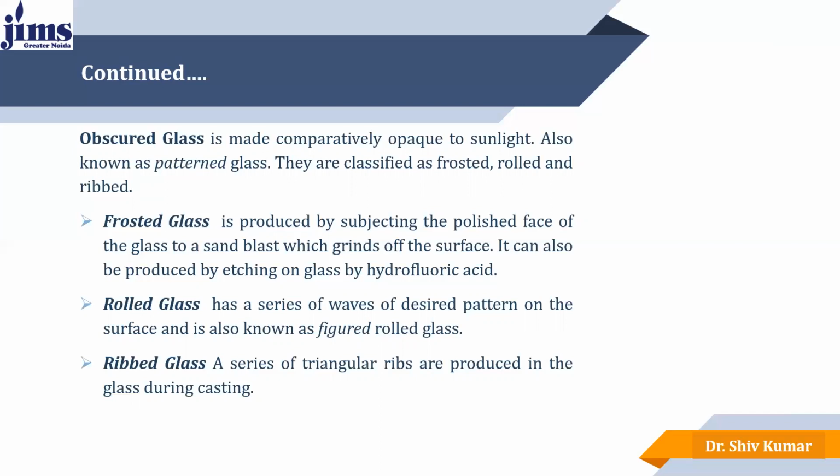The next is rolled glass, which is also a type of obscured glass, with a series of waves of desired pattern on the surface of glass, and also known as figured rolled glass. Next in this series is ribbed glass. A series of triangular ribs are produced in it during the casting.